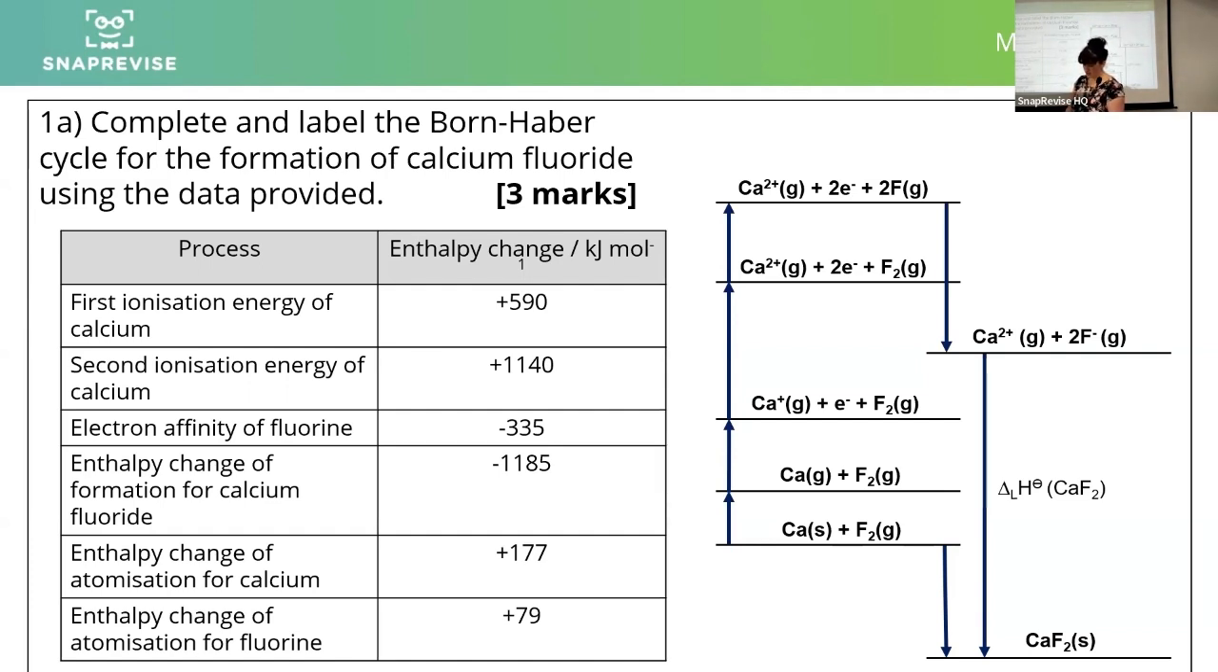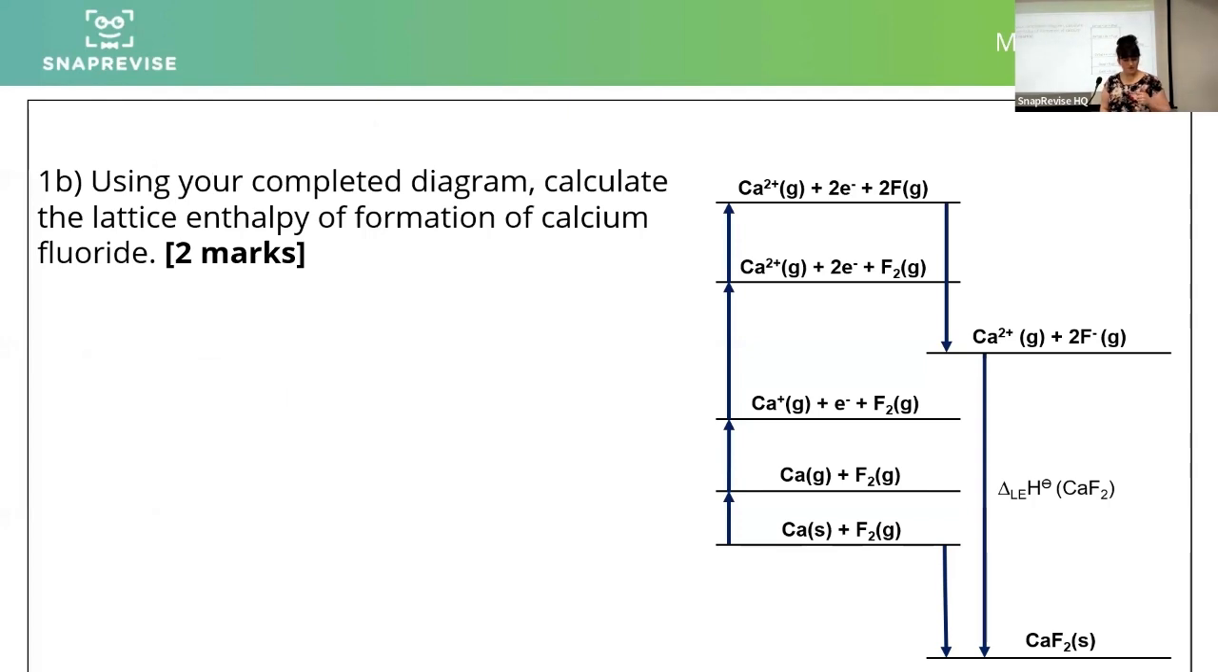And we're just going to go through this one instead, because this is the correct salt that is formed, calcium fluoride, CaF2. It also means we can remind ourselves about what happens when we've got that little annoying ratio of 1 to 2. Okay, so the question says, complete and label the Born-Haber cycle for the formation of calcium fluoride using the data provided. Part B then says, using your completed diagram, calculate the lattice enthalpy of formation of calcium fluoride.